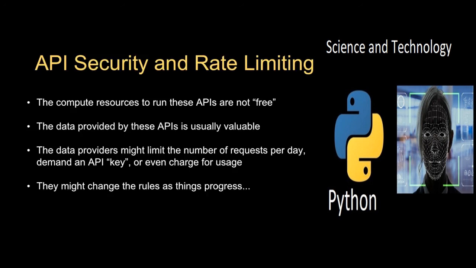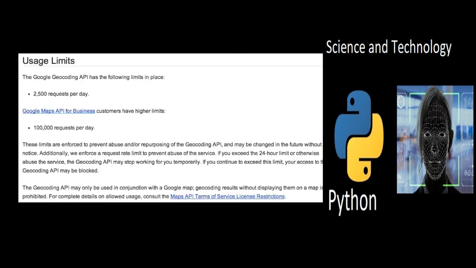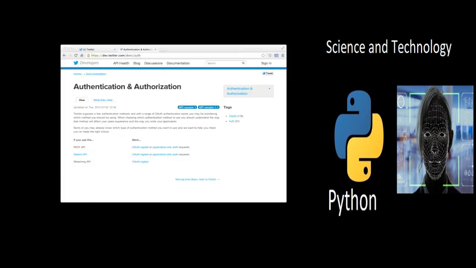So you've got to kind of play this game with them, and the rules kind of change as things progress. So that geocoding API that we're talking about had at one point in time 2,500 requests a day. You can get more requests if you get a key.